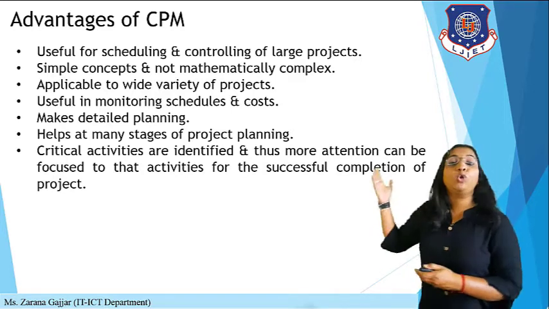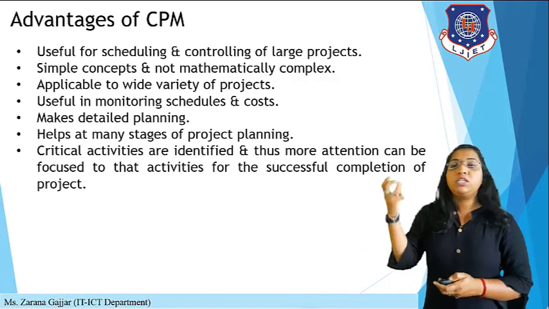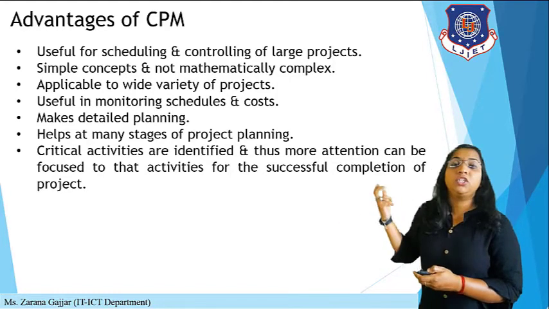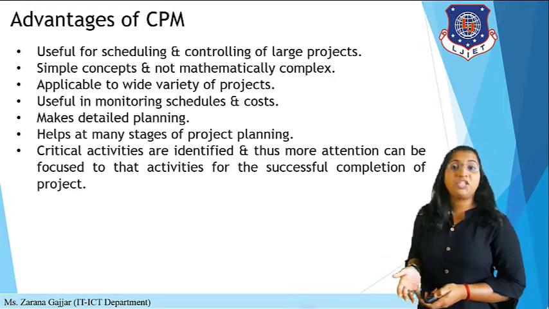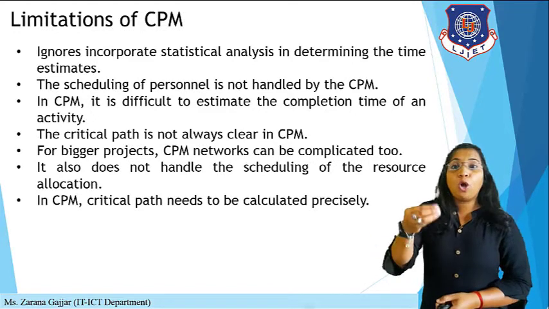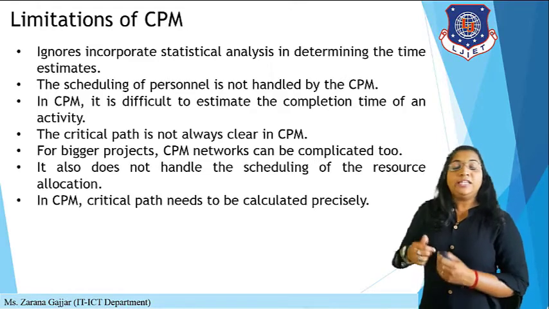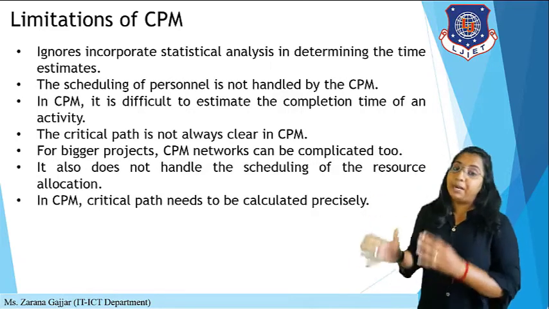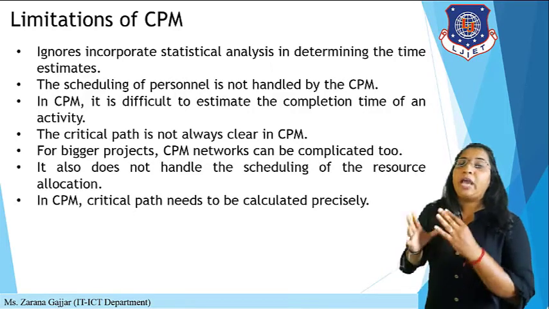So this is all about the advantages of CPM, that is, the critical path method. You can use this method or technique for a large program or for a large or complex software system, right? But it also has some limitations. So what are the limitations? The limitations of CPM are that it ignores statistical analysis in determining the time estimate. In the PERT chart we discussed that it focuses on statistical analysis, but CPM avoids statistical analysis. So it has some limitations.